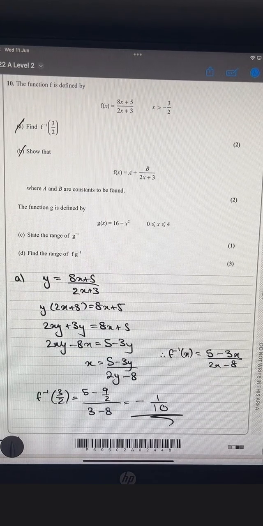All right, next part. The function g is defined by g of x is equal to 16 minus x squared. State the range of g, right? So remember the range of g is minus 1, and this is just 1 mark, right?